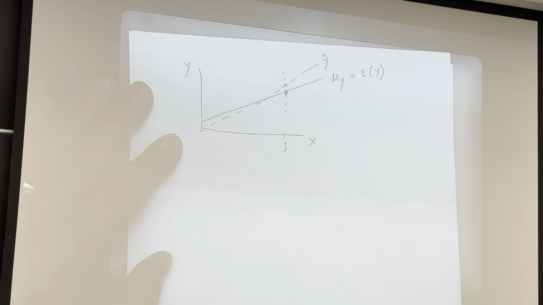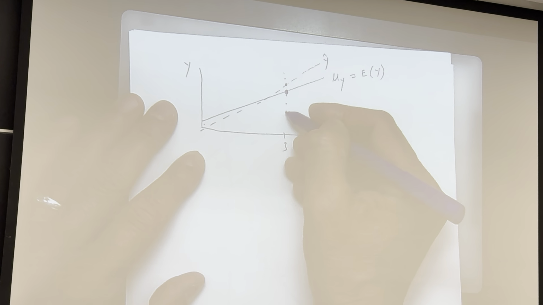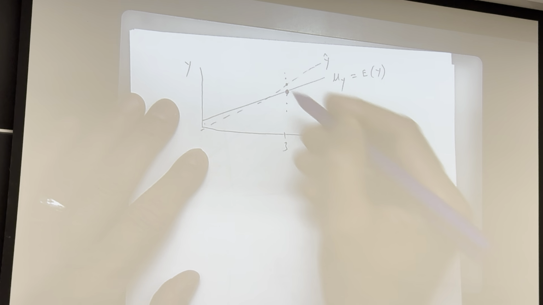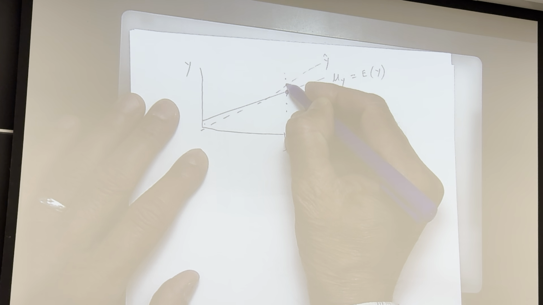If you have 3 advertisements, you collect the data on all the times when you have 3 advertisements. These are your sales, and the mean is this. But if I just take a sample, let's say my sales based on the sample are going to be over here.